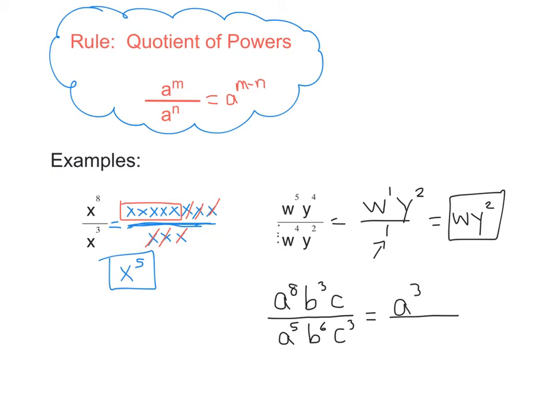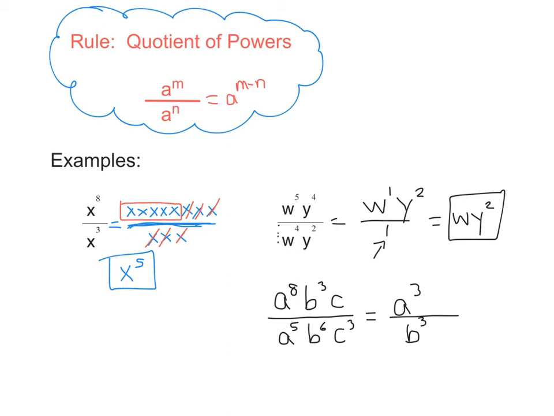All right, so where do I have more b's? Well, I'd have b times itself 3 times and b times itself 6 times. So I've got more b's in the denominator this time, so I'm going to leave my base of b in the denominator. And how many more b's do I have down there than in the top? Well, 3.